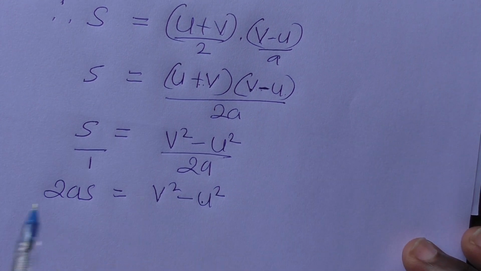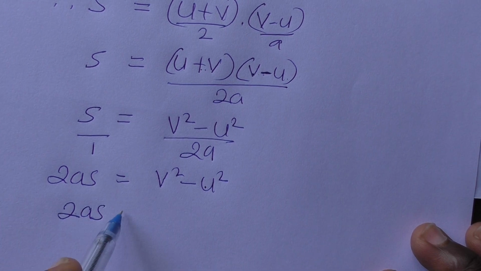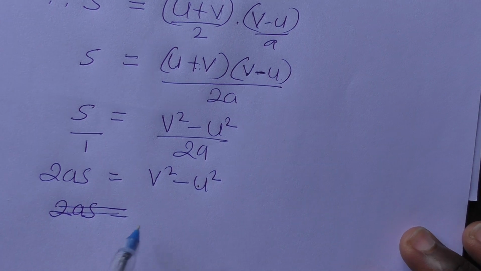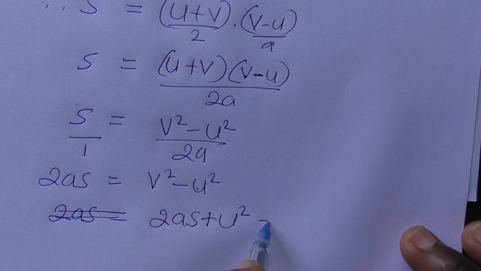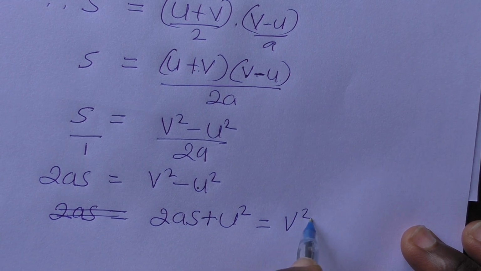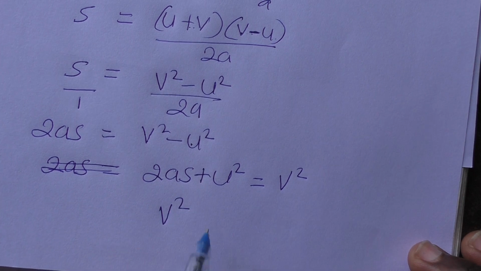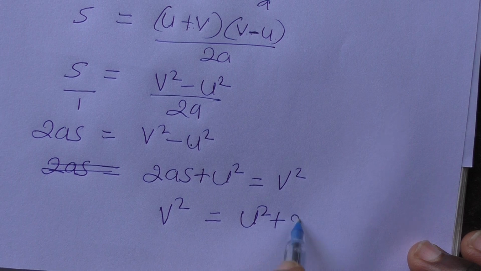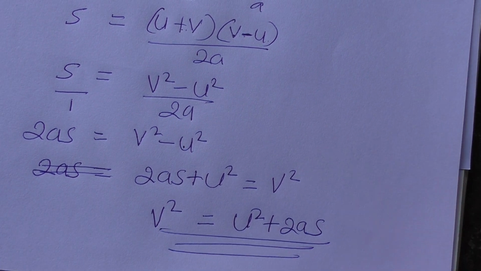When we take u to the other side, we end up with 2as plus u squared equal to v squared. And therefore, that gives us v squared equal to u squared plus 2as. And this is the third equation.